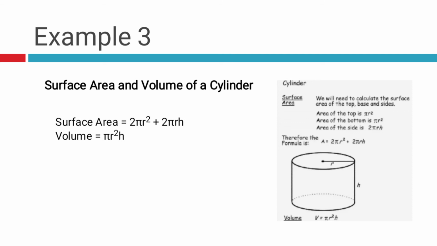Example 3. We'll be looking at the surface area and the volume of the cylinder. It's very straightforward. If you look at it, you see the surface area is equal to 2 pi r squared plus 2 pi r height. That is surface area. 2 pi r squared plus 2 pi r height. That is total surface area.